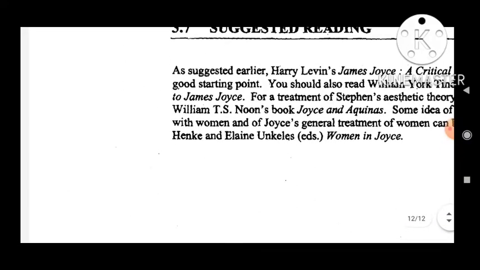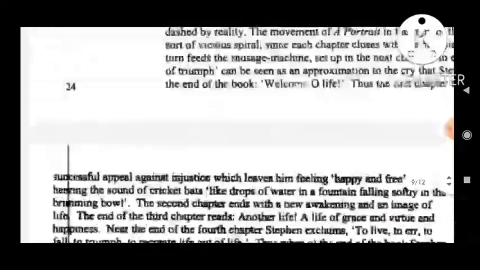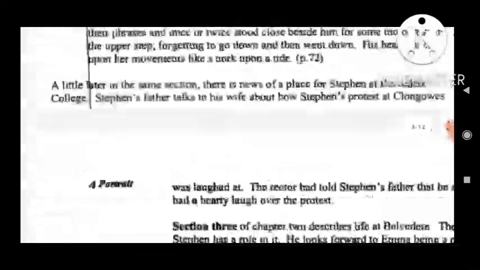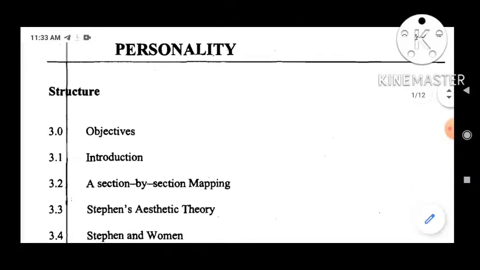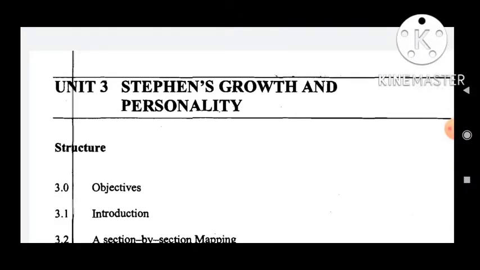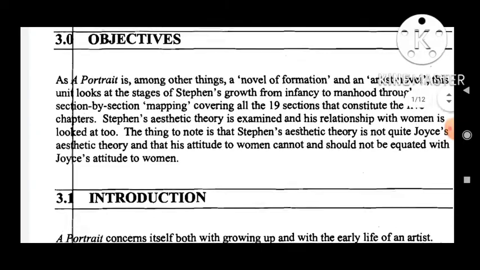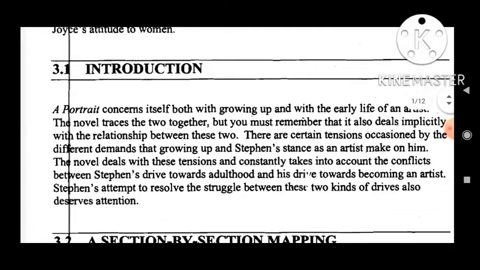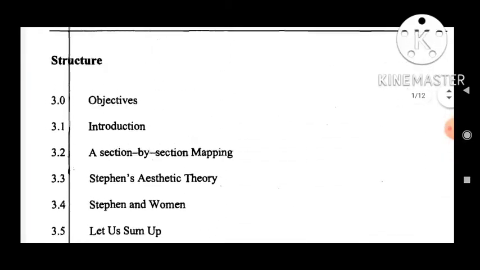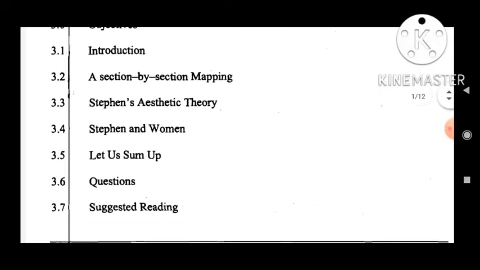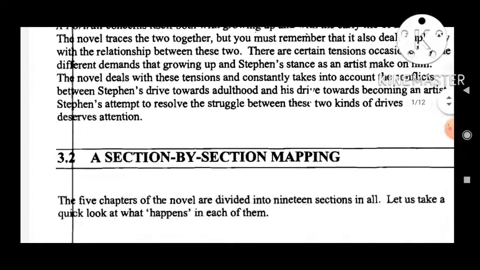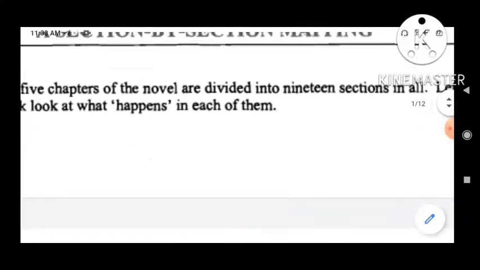So, in this video, we have already covered chapter 7, unit 3, Stephen's growth and personality, in A Portrait of the Artist as a Young Man.